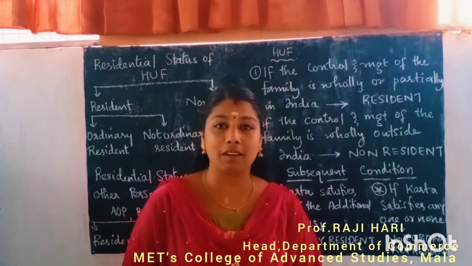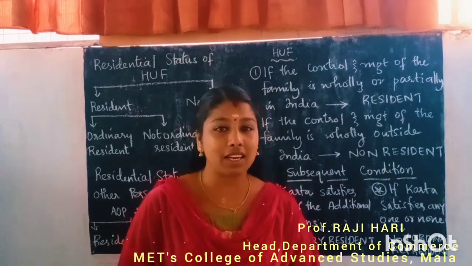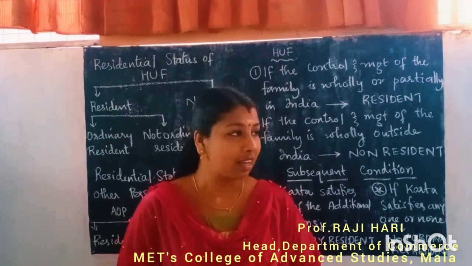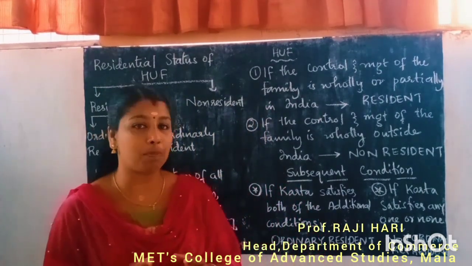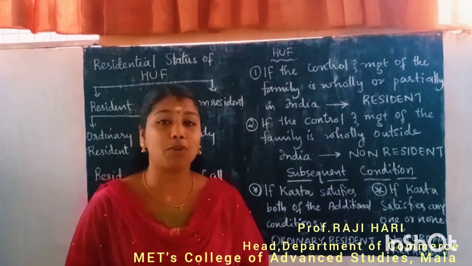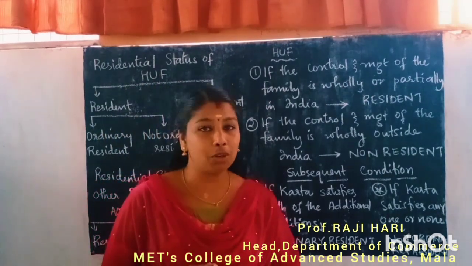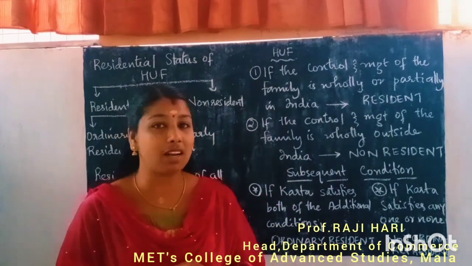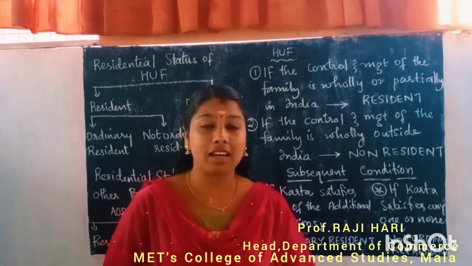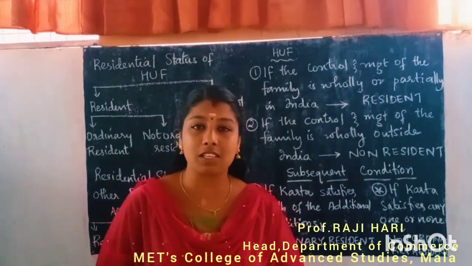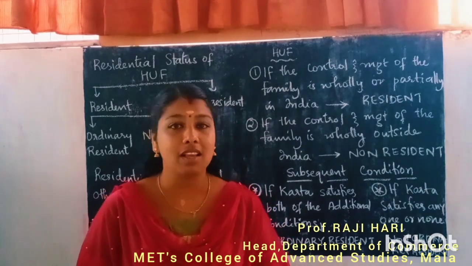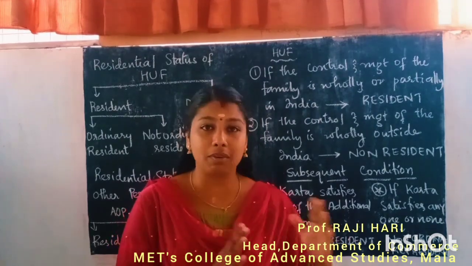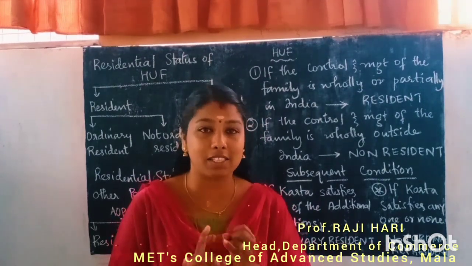And you know how to calculate the problems to determine whether an assessee is ordinary resident, not ordinarily resident or non-resident. And today I am going to take a new topic, residential status of all other persons. You know who is a person under the Income Tax Act. A person includes individual, Hindu undivided family, company, a firm, association of persons or body of individuals, local authority and every artificial juridical person. And you have already seen what is the residential status of an individual.